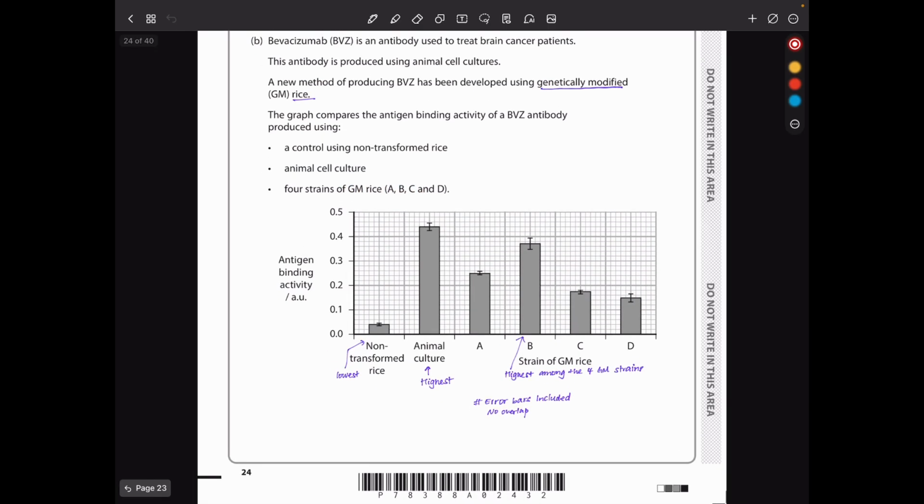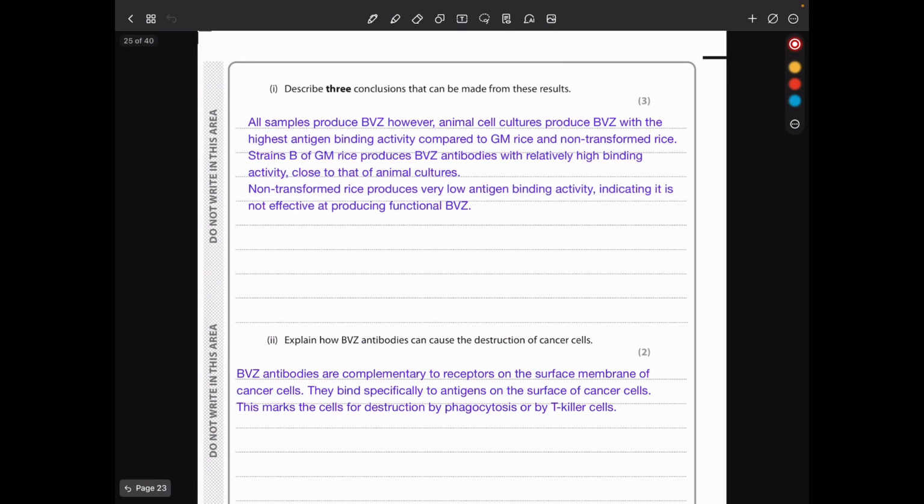So we see the results. In this non-transformed, we can see it has the lowest. Then the highest is in the animal culture. Then among the strains of rice A, B, C, D, we have the highest in B and the lowest is going to be in D, although it's not that different from this one here. Error bars have been included and there is no overlap, so the results are significantly different.